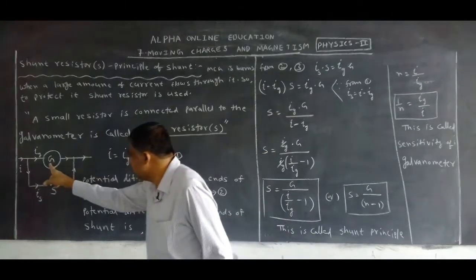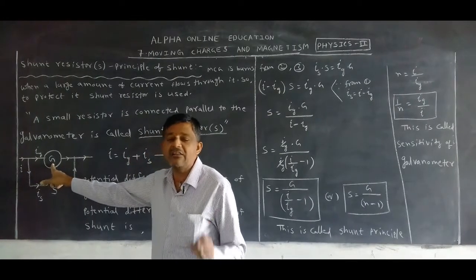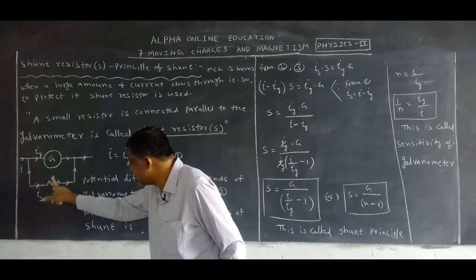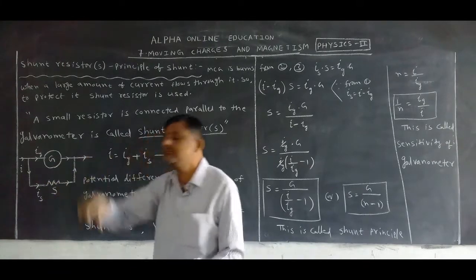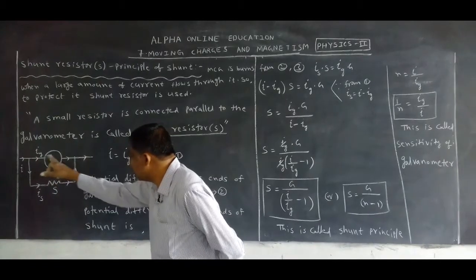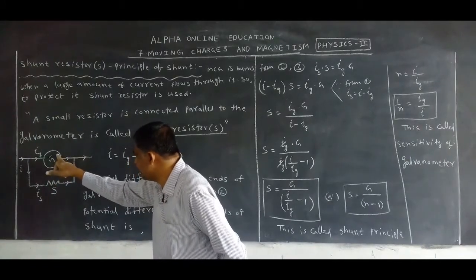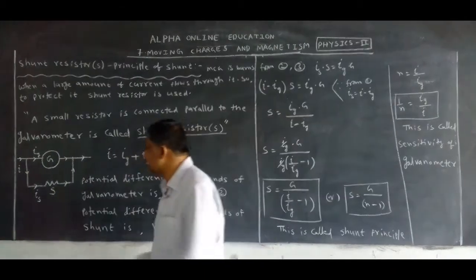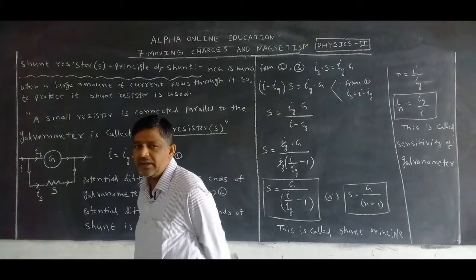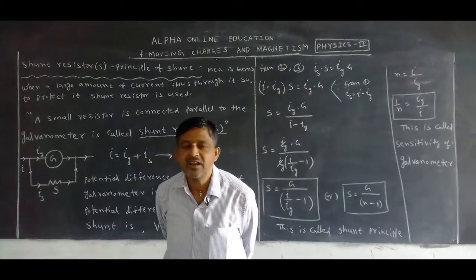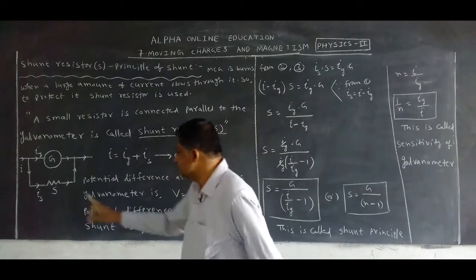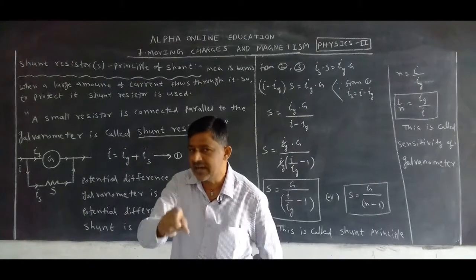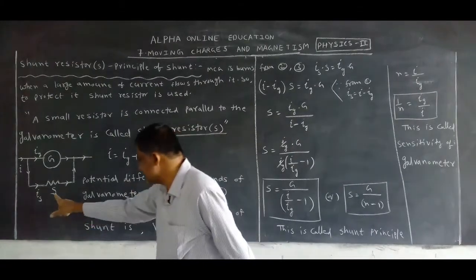This is the symbol of the galvanometer. A small resistor is connected, how is it connected? In parallel. When a large amount of current flows, the galvanometer will burn. To protect it, we connect one small resistor in parallel to it. This resistor is called a shunt resistor. The resistor symbol is R, but the shunt resistor symbol is S.